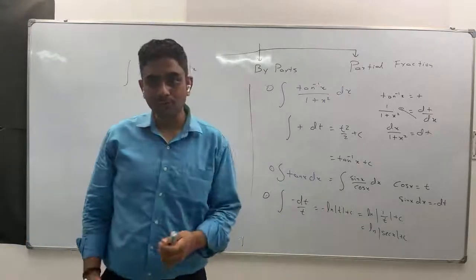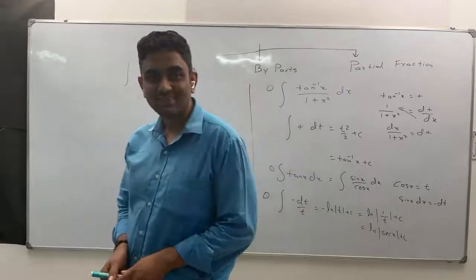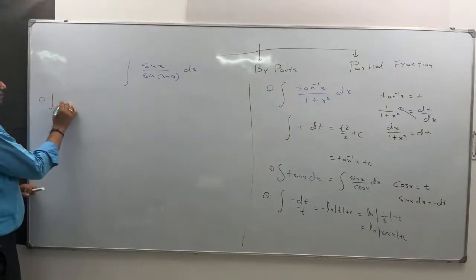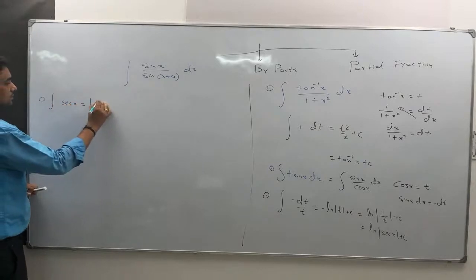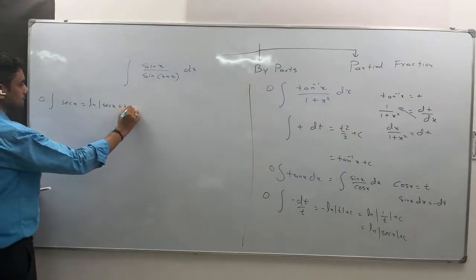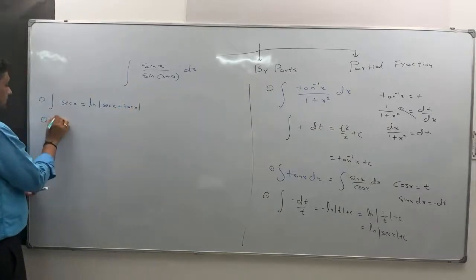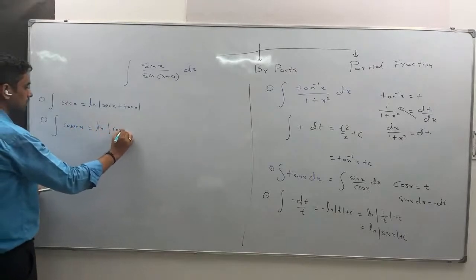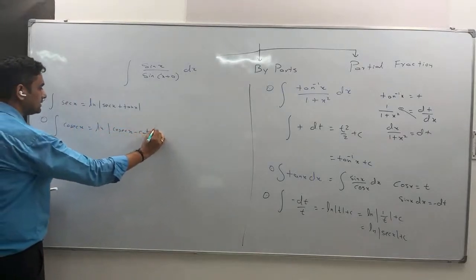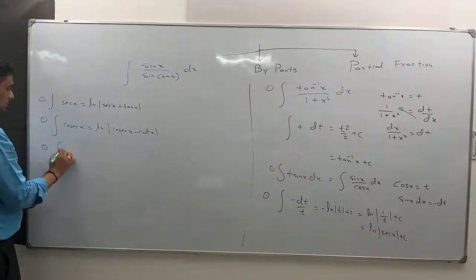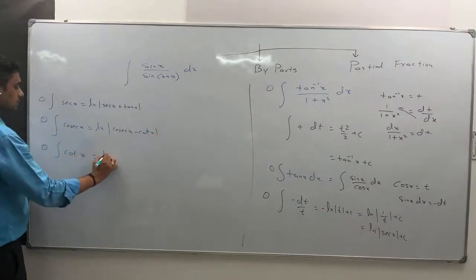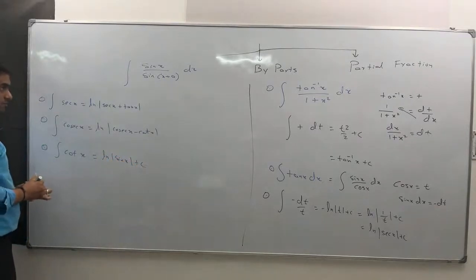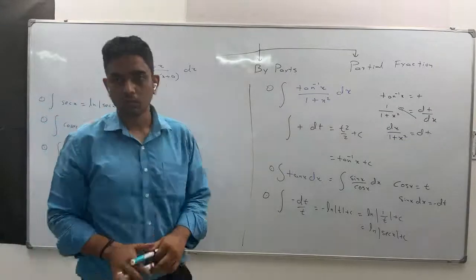Okay, I'll do one thing. I'll write down two formulas that you can already use for this question. The integral of secant x is ln mod secant x plus tan x. The integral of cosecant x is ln mod cosecant x minus cot x. Tan x we've already seen. And the integral of cot x is ln mod sin x plus c. Now these are the formulas. With these formulas try to simplify.